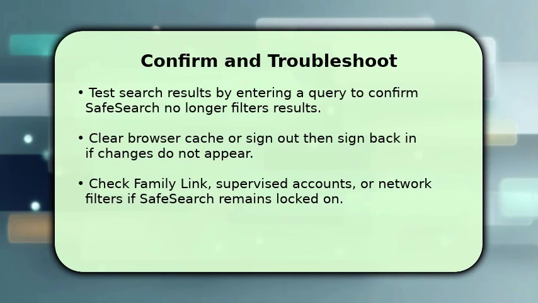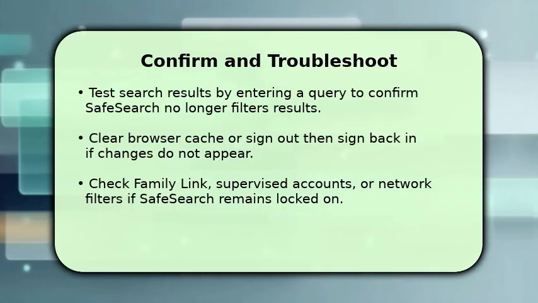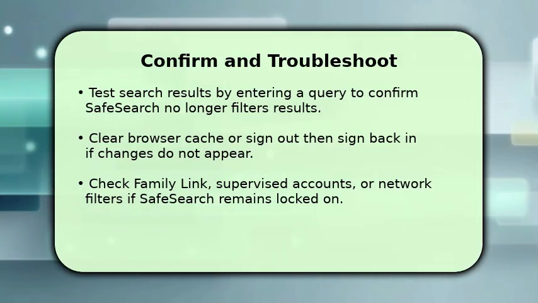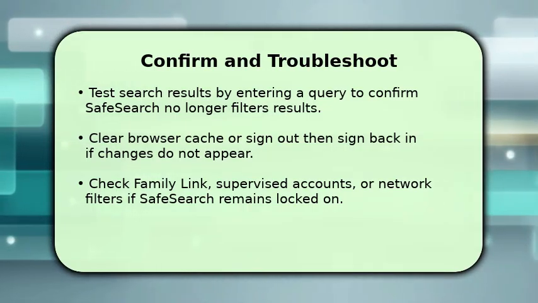If filtered results still appear, clear your browser cache or sign out and sign back into Google. Also check the Family Link app or supervised account settings for locks placed by a parent or admin. Verify any network-level filters on your router or ISP that may enforce Safe Search for all devices. Repeat the toggle and save process after resolving any.